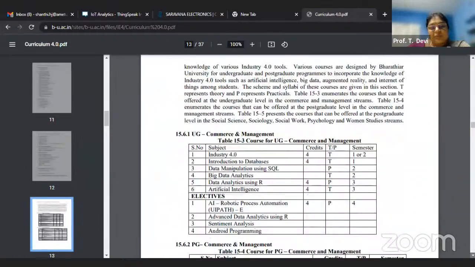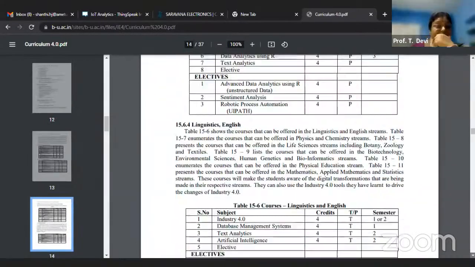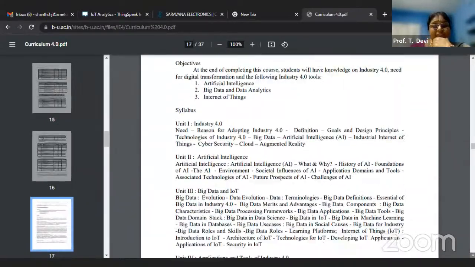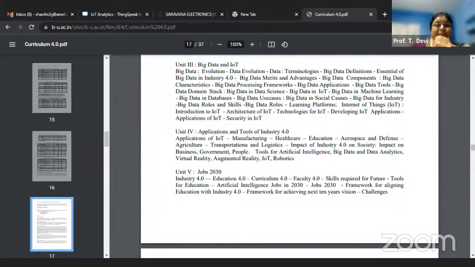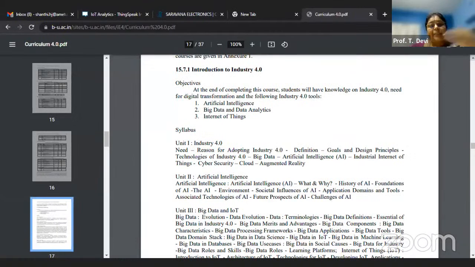Unit 1, Unit 2. Go on. Skip this. Skip all the tables. This we have covered in detail. Yes, page up, a little bit. This is a simple syllabus on Introduction to Industry 4.0. It lists the objectives. Unit 1 on Introduction to Industry 4.0. Unit 2 on Artificial Intelligence. Unit 3 on Big Data and IoT. Page down now.